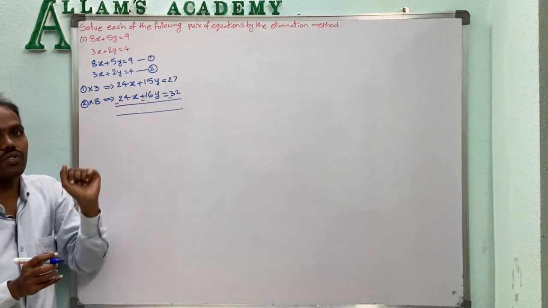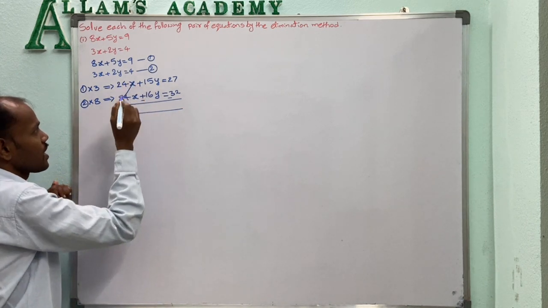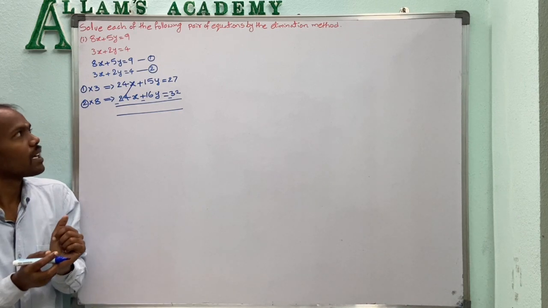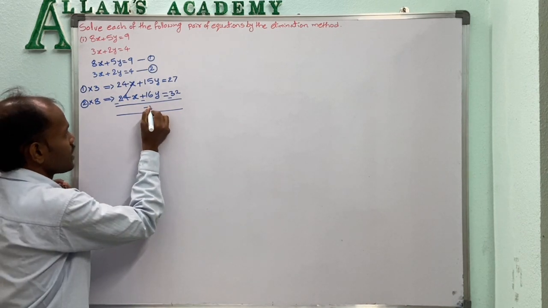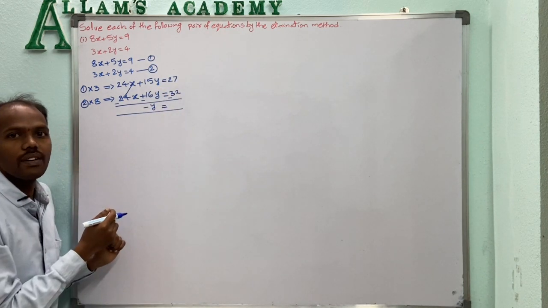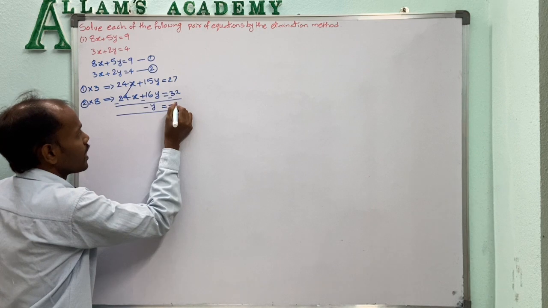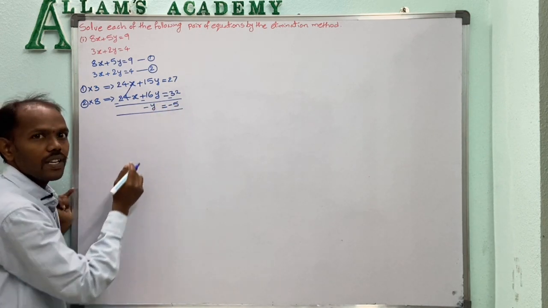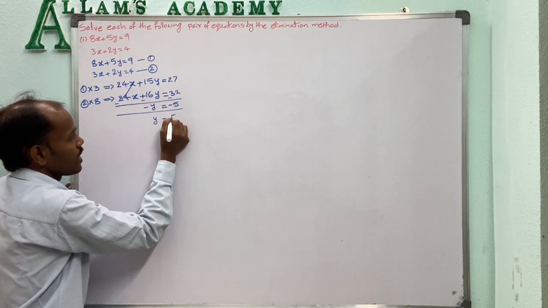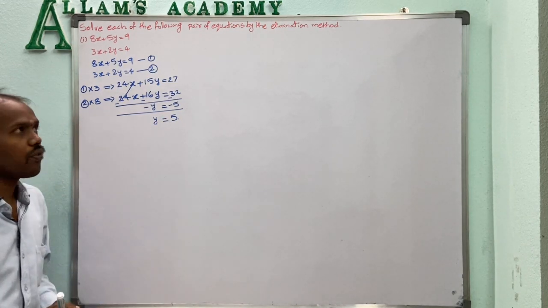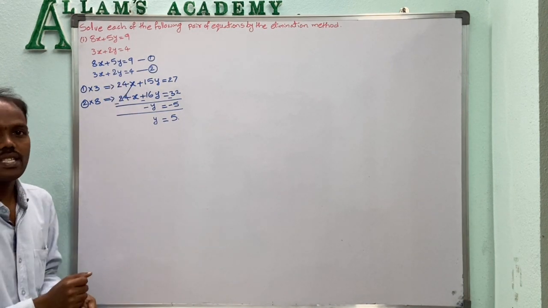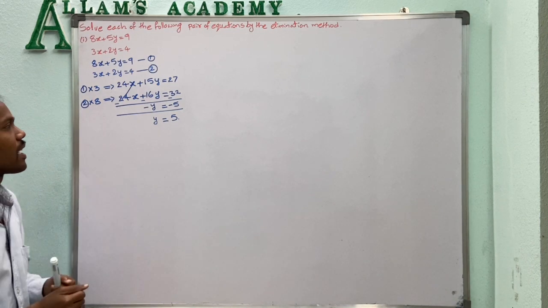24x minus 24x both get cancelled. Minus 16y plus 15y, that is nothing but minus y, equal to minus 32 plus 27, that is nothing but minus 5. So minus y equal to minus 5. So y equal to plus 5. Now if we substitute the y value in any one equation, we get the corresponding x value.